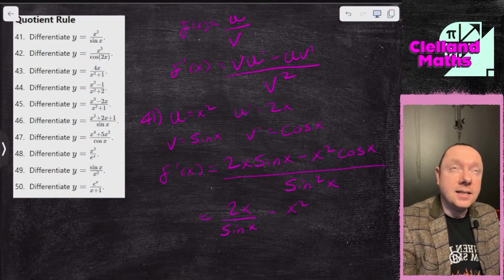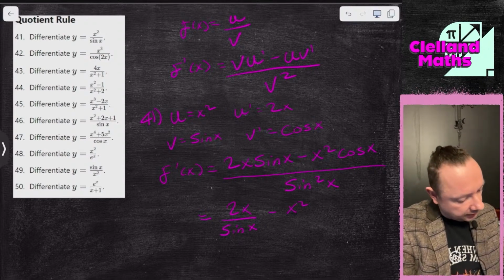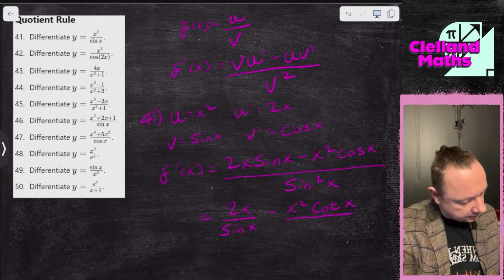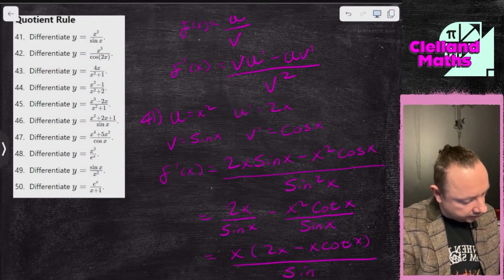Well, cos divided by sine is 1 over tan or cotan. So I could write cot x over sine x. I think that would work. Cos divided by sine is cot, and I've still got a sine left on the bottom. That's quite nice actually. So I get 2x minus x squared, which is x, 2 minus x cot x, all over sine x. I think I'll leave it like that.